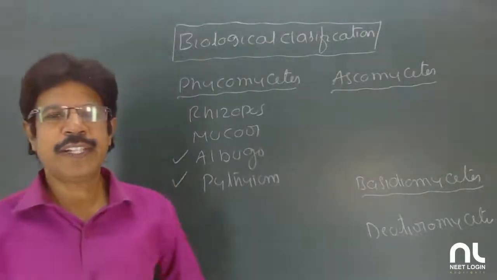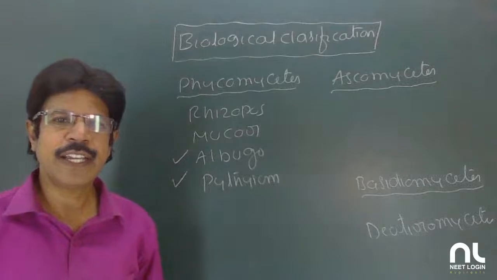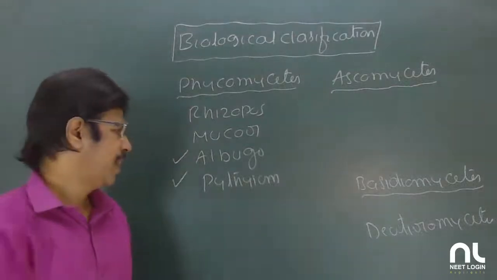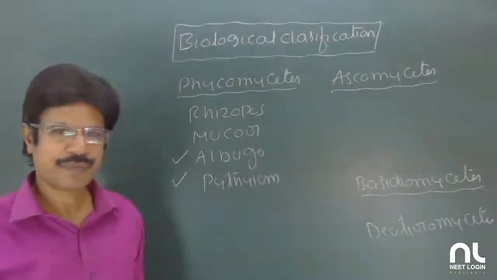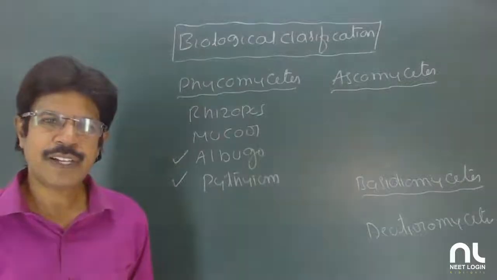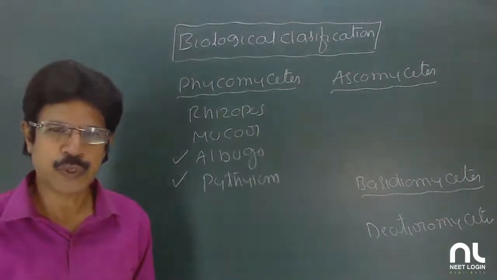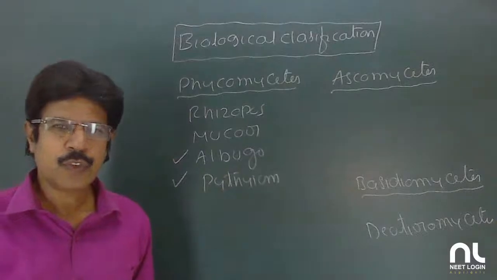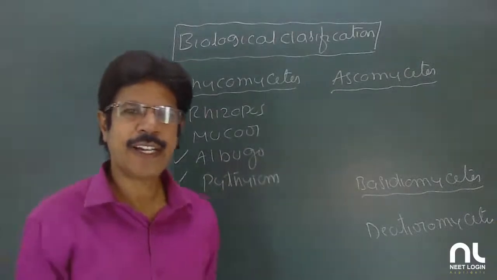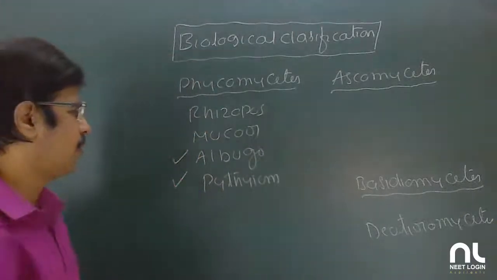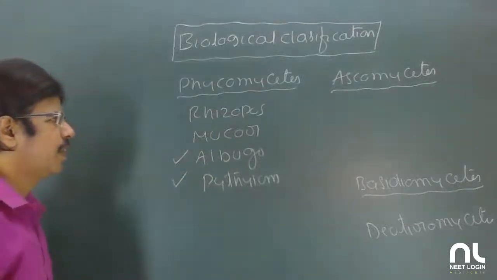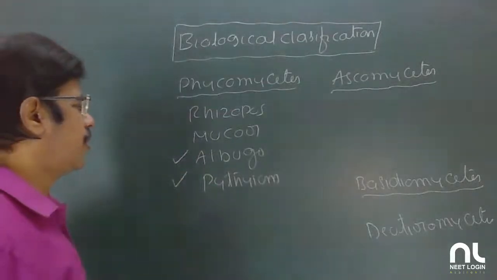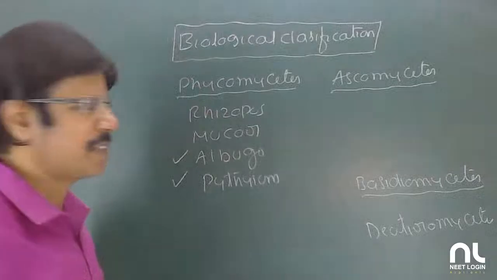Albugo causes white rust on mustard, and in Pythium the fungal cell wall has cellulose. The fungal cell wall is usually chitin, but in some cases, as in Pythium, it is cellulose. Okay, Rhizopus, Mucor, Albugo, Pythium in the case of Phycomycetes.